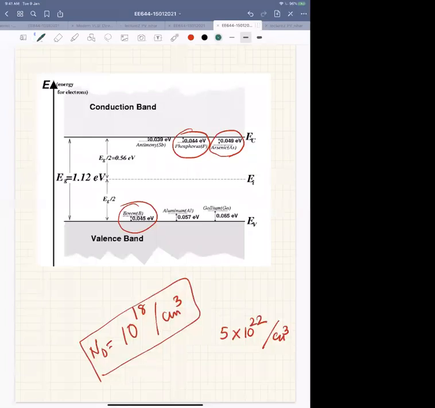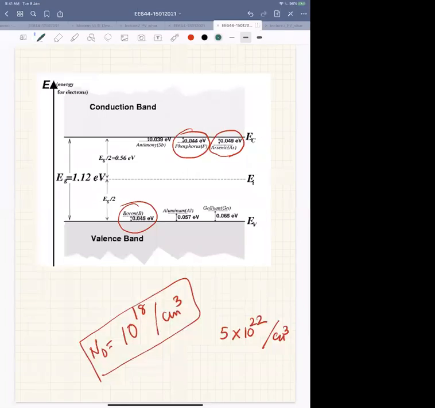Similarly, the solid solubility limit of boron is much higher than aluminum and gallium. That's the reason boron is commonly used, because we want more and more doping. Silicon should be able to take more and more doping, so boron is commonly used.